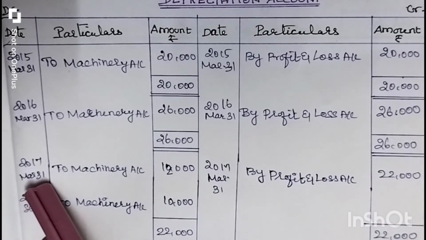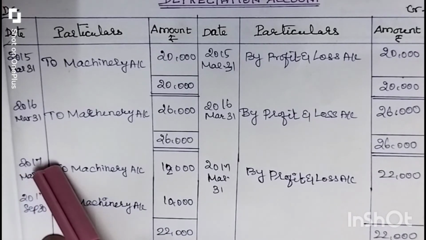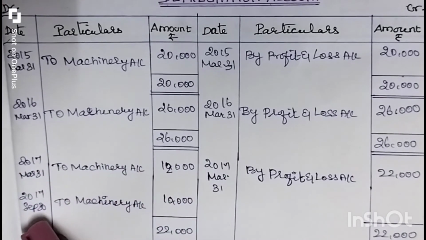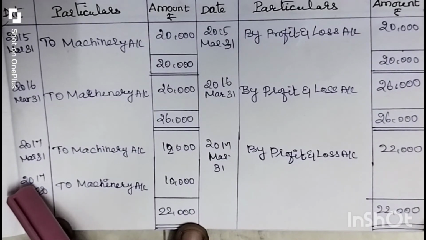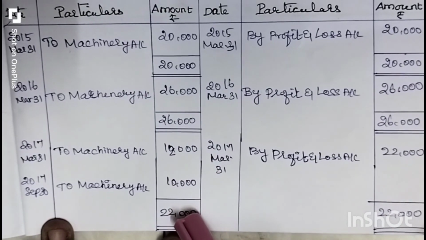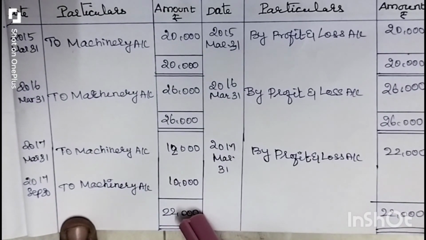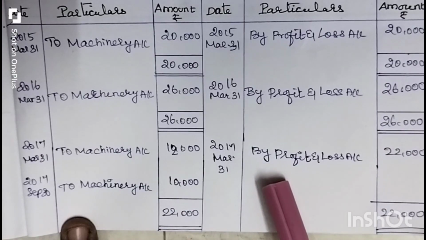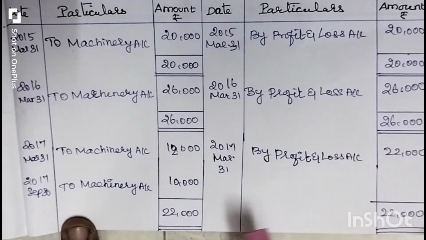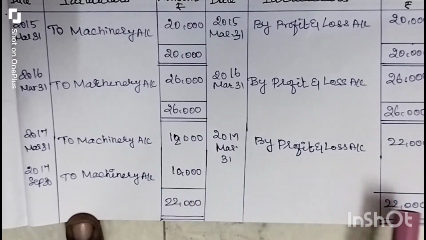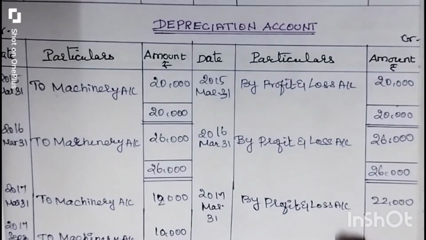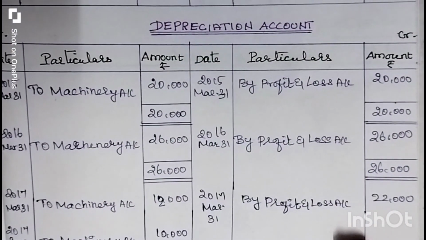Now we are going to enter the next year. At the end of the next year, March 31st 2017, to machinery account 12,000 rupees, and on 30th September, to machinery account 10,000 rupees. Totally you get 22,000 rupees. We transfer the depreciation to the profit and loss account, 22,000 rupees. So we get the same value on both sides as the total. Okay, so we prepared the depreciation account for this sum.